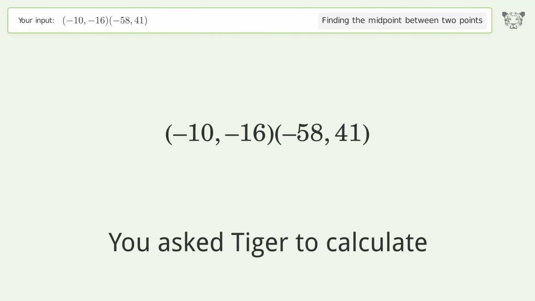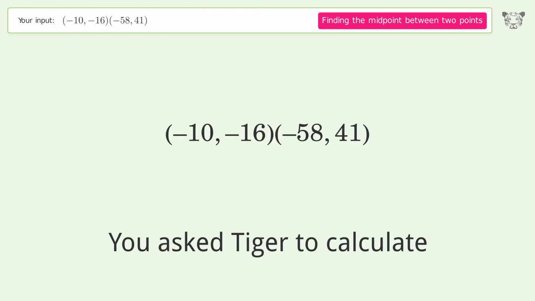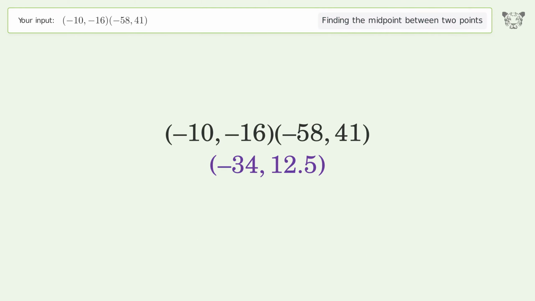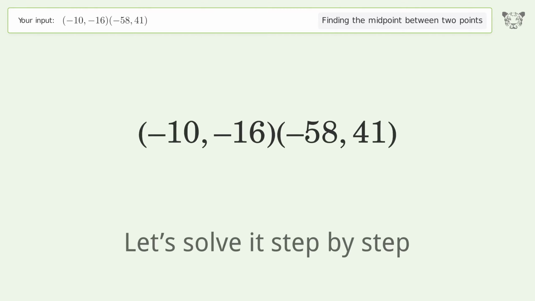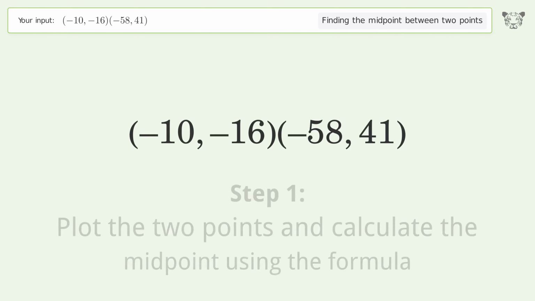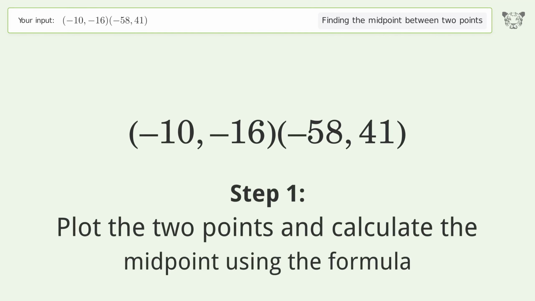You ask Tiger to calculate. This deals with finding the midpoint between 2 points. The midpoint between the 2 points is -34, 12.5. Let's solve it step by step. Plot the 2 points and calculate the midpoint using the formula.